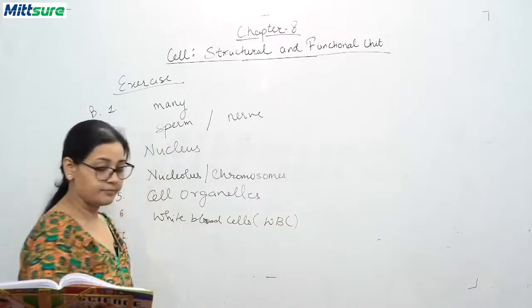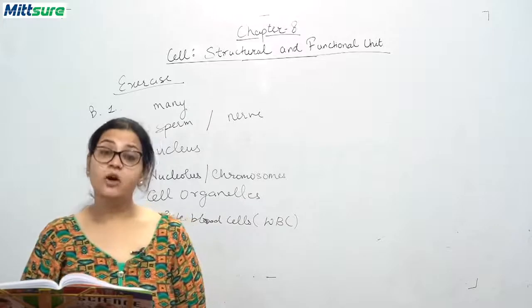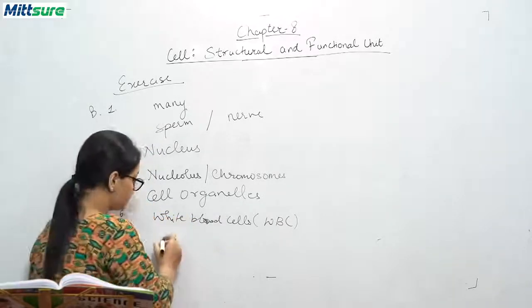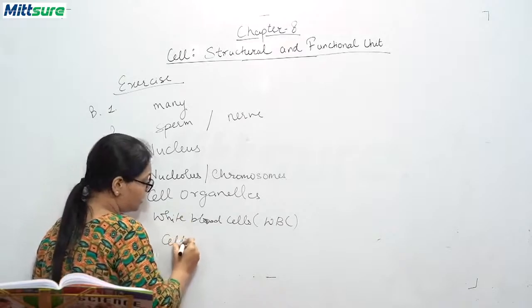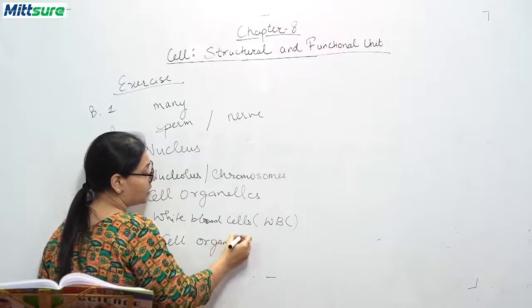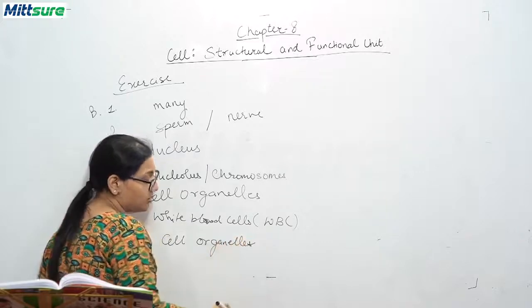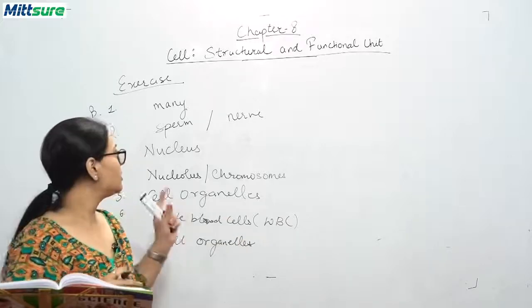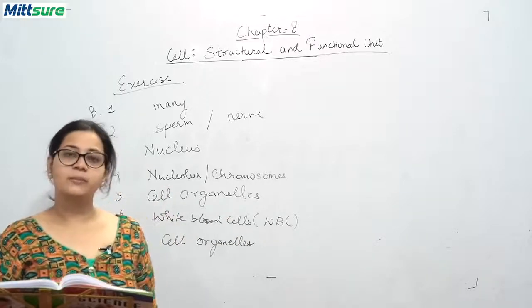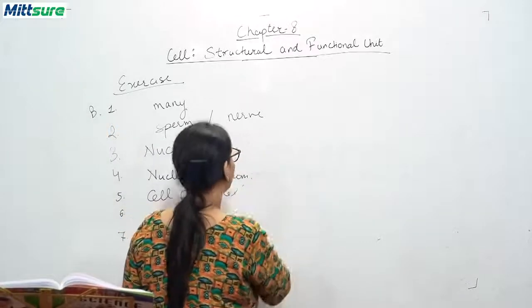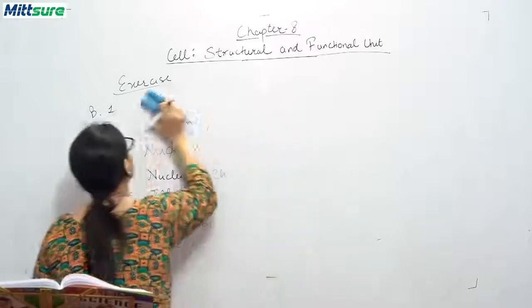Seventh, content of a living cell within the plasma membrane is cell organelles. Okay. So this is about the B question, that is fill in the blanks with appropriate word. Now we'll be doing the right, true and false for the following statement.